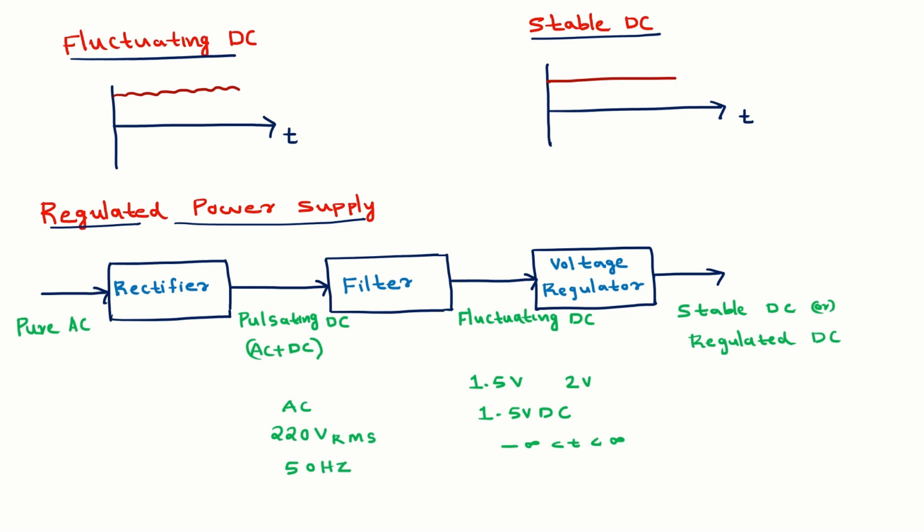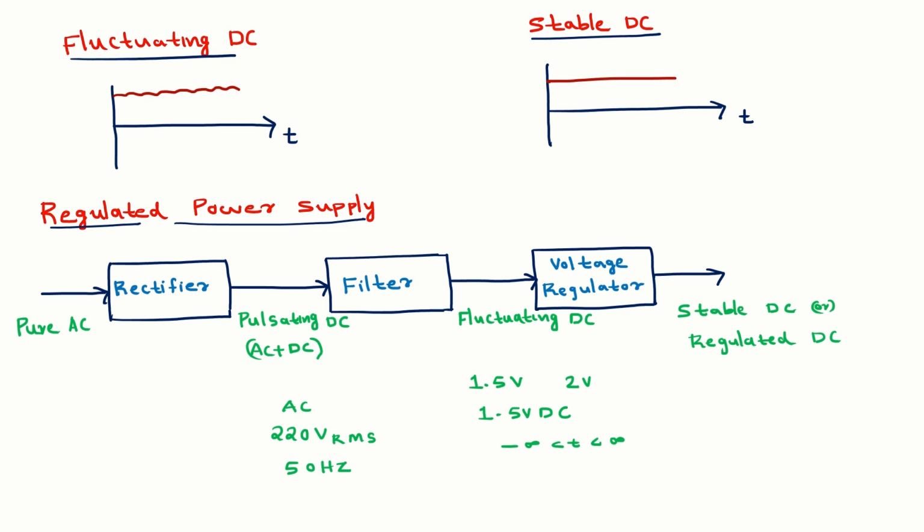220 volt RMS value and 50 hertz signal. So in order to operate all these electronic components, we need DC power. To get the DC power from the AC, we are using the regulated power supply. Rectifier is one of the components in the regulated power supply.